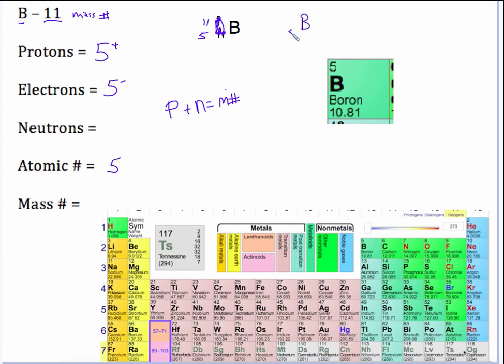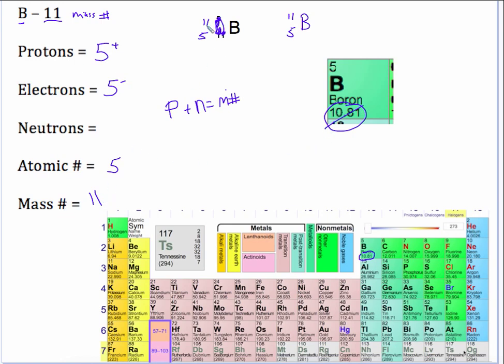So it should look like boron with 5 and 11. Okay, it should be like that. But you can also get the mass number when it's written in this format from the top number. That's the mass number. Okay, so in this case, in this sample problem, the mass number for boron is 11. Okay, you cannot get the mass number from these decimal numbers. Do not use these numbers here. Do not use those. That's called the average atomic mass.